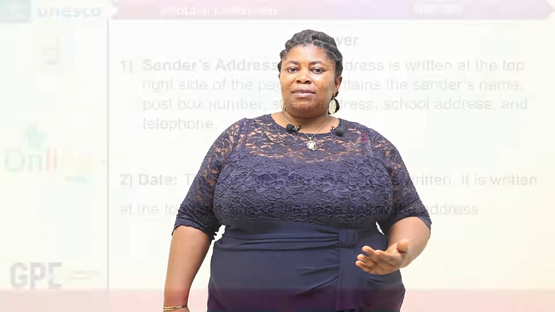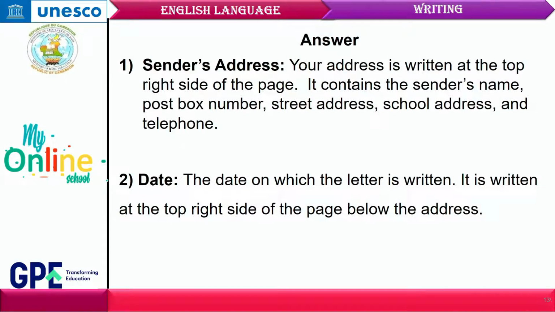Correct answer. The sender's address, that is, your address, is written at the top right side of the page. The address of the person who is writing the letter. It contains the sender's name, the post box, the street address, the school address, and the telephone number. Then, the date. It is the date on which your letter is written. It is written on the top right side of the page below the address.